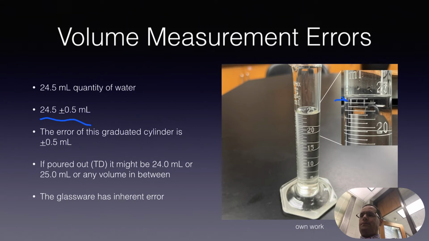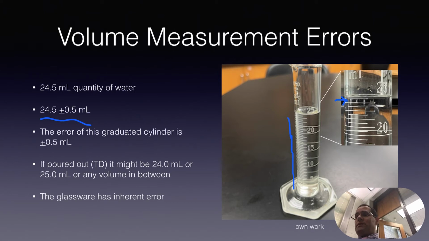When you're reading this value, you might look at the level of the water, and it might read exactly where it's reading, and 10 other people might all agree it's right there at 24.5, but the glassware might not be uniform. It might be wider or smaller. The printing of these lines on the outside of the glassware might be shifted off a little bit. And there are many types of things that go into the manufacture of this piece of glassware. So the inherent error associated with this graduated cylinder is plus or minus 0.5 milliliters.